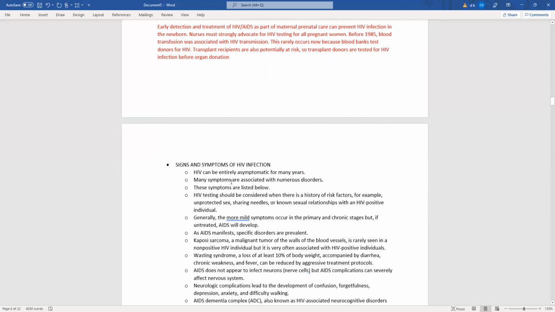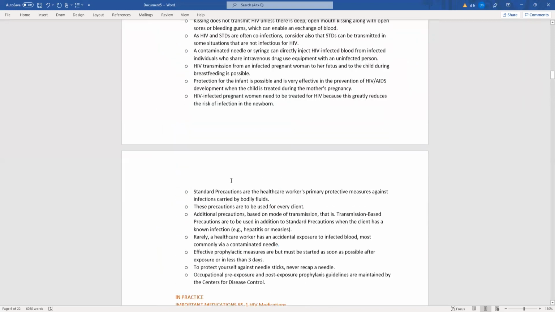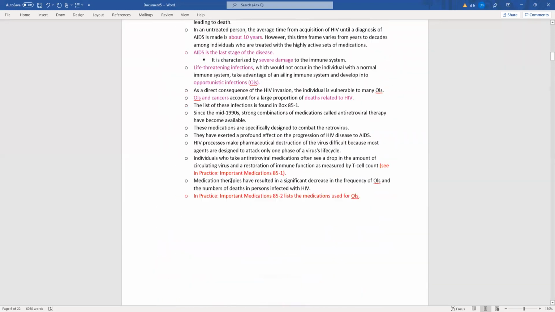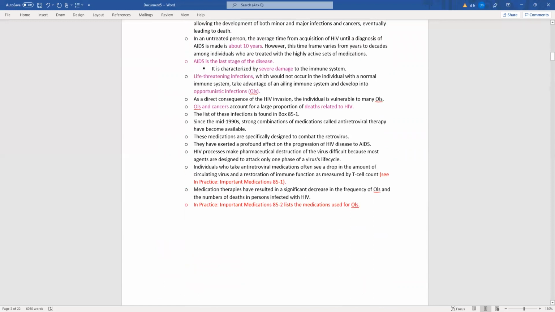So HIV can be entirely. Hold on. Oh no. I was supposed to scroll the hell back up. So let me scroll back up. Y'all scroll back up. I just had to read that. It's important that you read that box. Let me highlight it. I'm glad I caught myself. We'll go over that again.